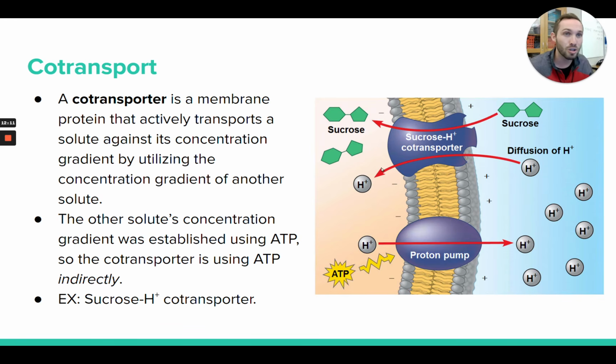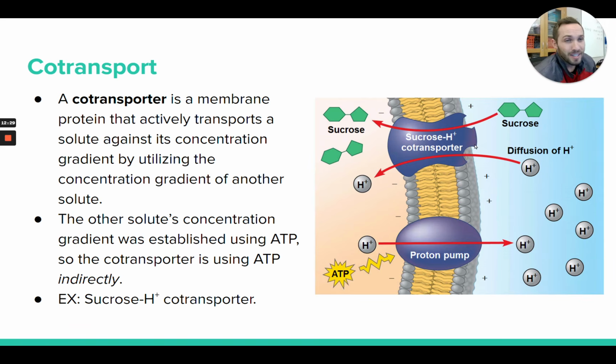And this protein is pretty cool. It can harness that energy, the energy from these hydrogen ions moving down their gradient, to power the movement of sucrose against its gradient, which does require energy, which comes from these hydrogen ions moving down their gradient. That's what's happening in a co-transporter.